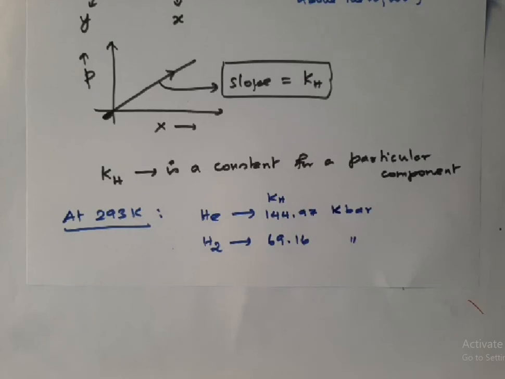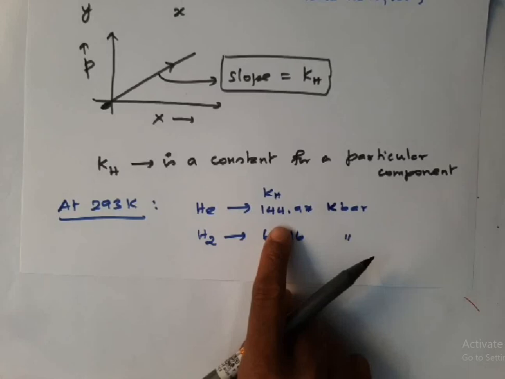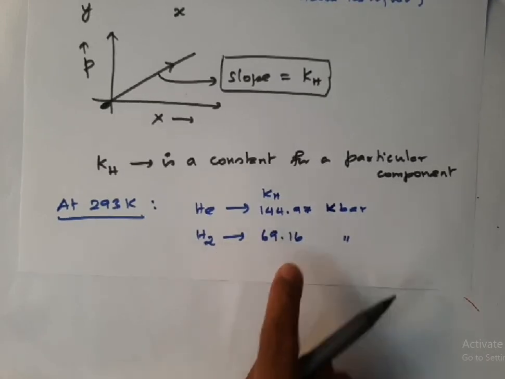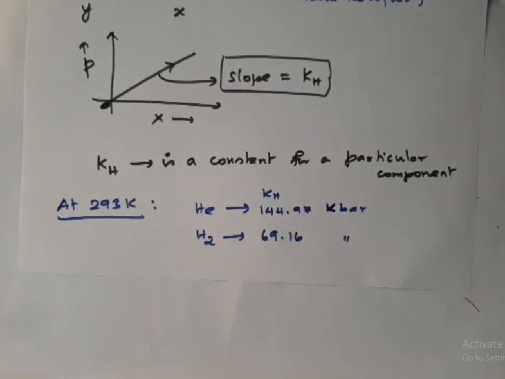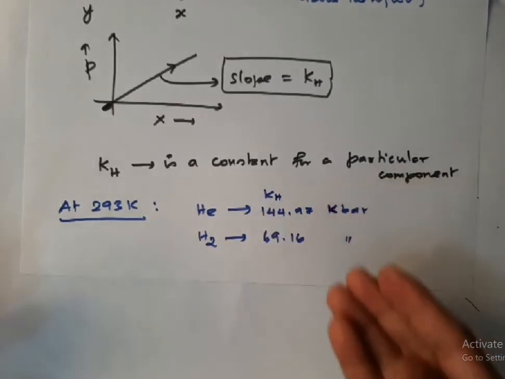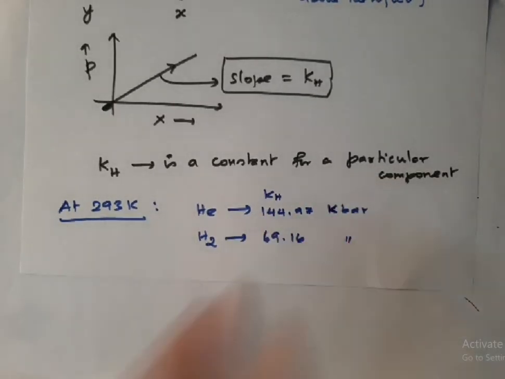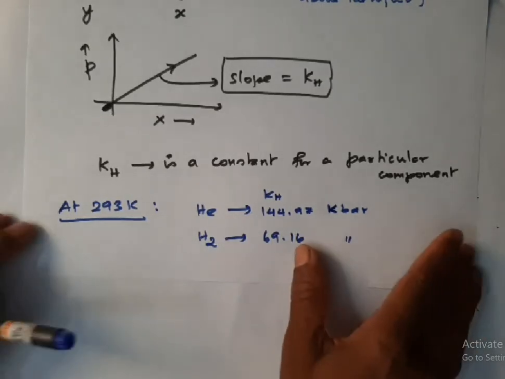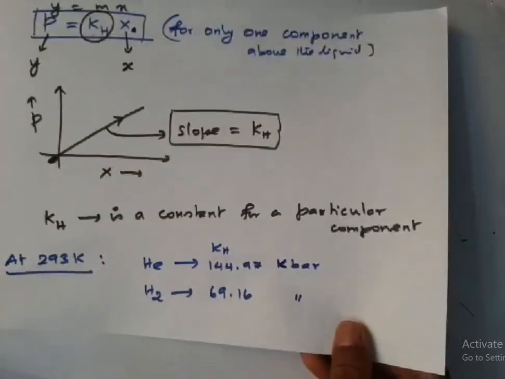Students, observe the values carefully. For helium it is 144, for hydrogen it is 69.16. What does this indicate? At the same temperature, two different gases have different values of Henry's law constant. What does this indicate? Let me show the equation again.